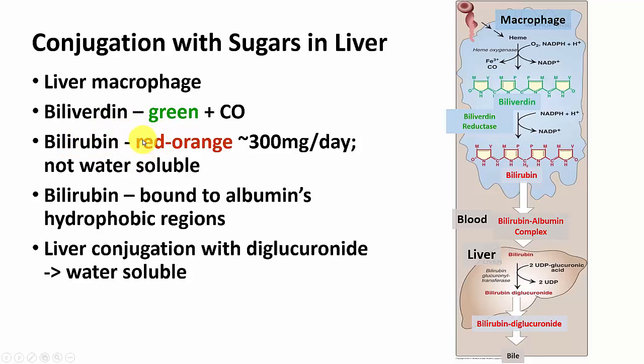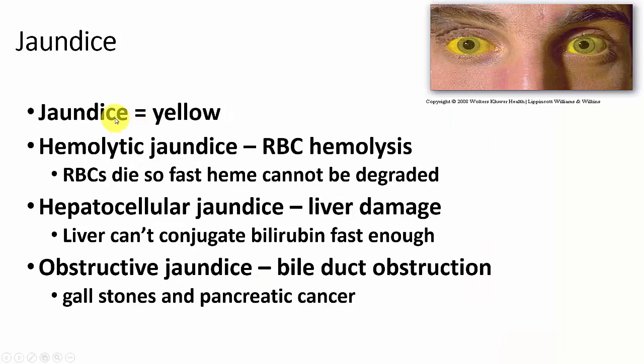Then the biliverdin is converted into bilirubin, which is a more red-orange product. We wind up with about 300 milligrams of that a day, and it's not water-soluble. So it can be bound to albumin's hydrophobic regions and gets taken to the liver, where it's conjugated or linked to diglucuronide using UDP-glucuronic acid, and then the conjugated form becomes water-soluble and can then be secreted. It goes into the bile and is handled.